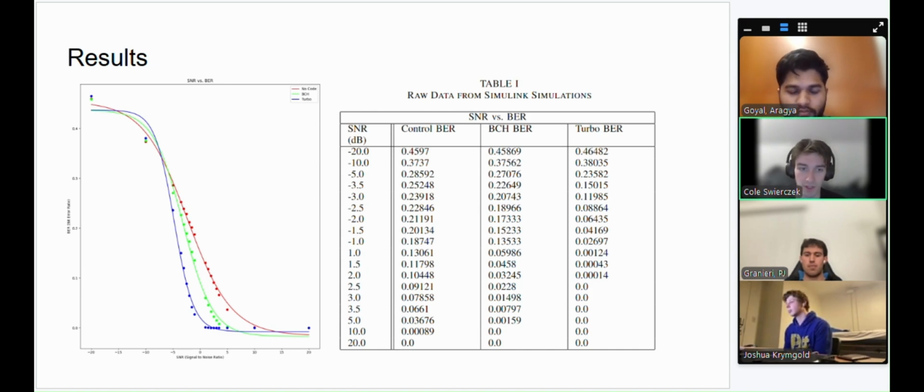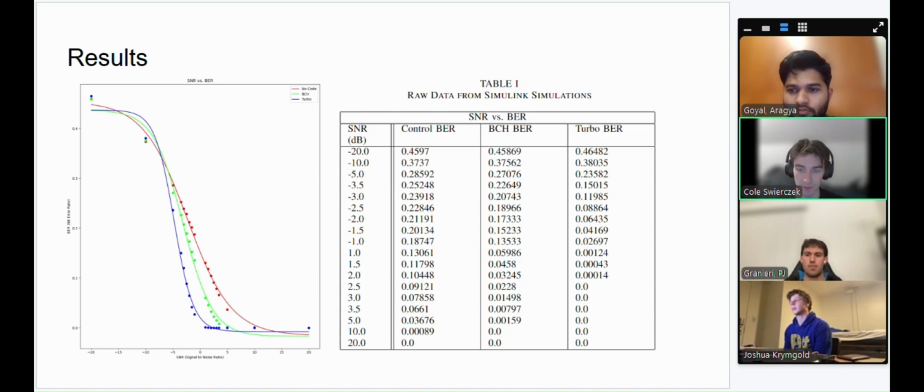So looking at the graph and at the table, you can see right away that at both extreme ends of the SNR values we tested, the control group and the two coding methods performed nearly identical. At really high SNR values, like above 10, near 20, the bit error rate approaches 0 for all three groups, or it hits 0.